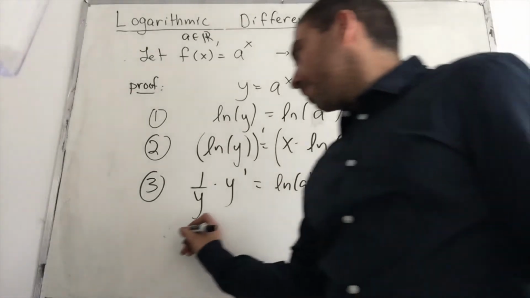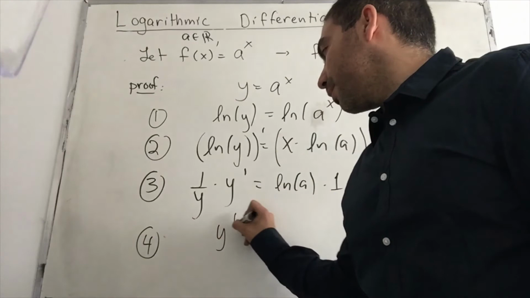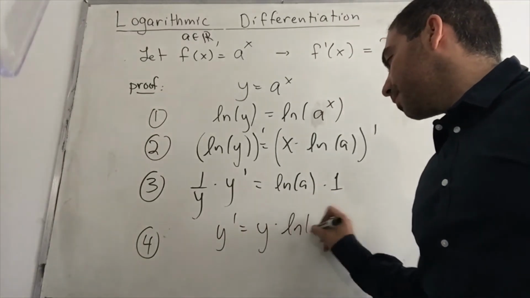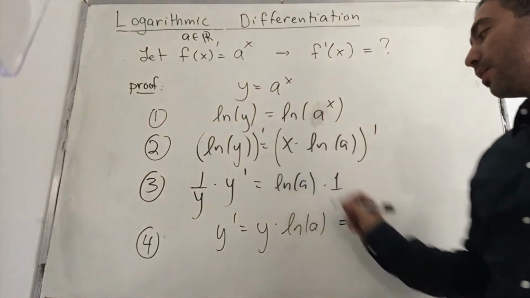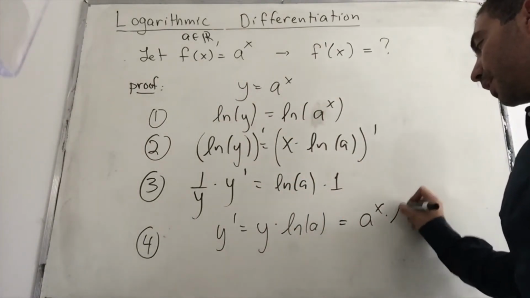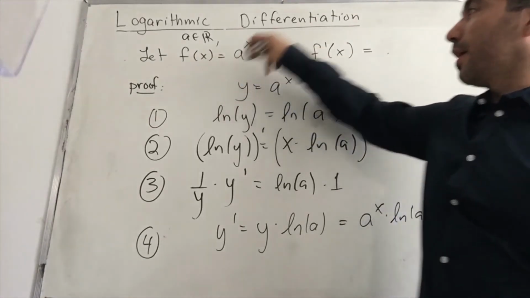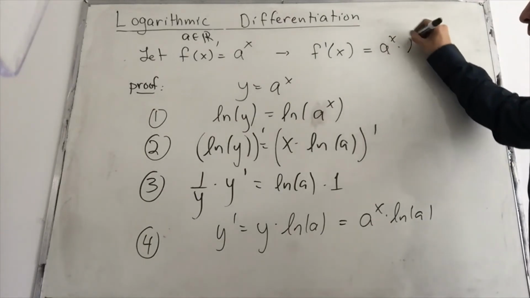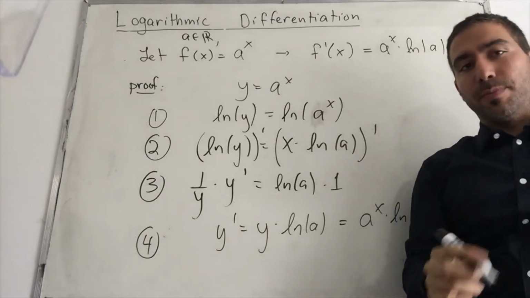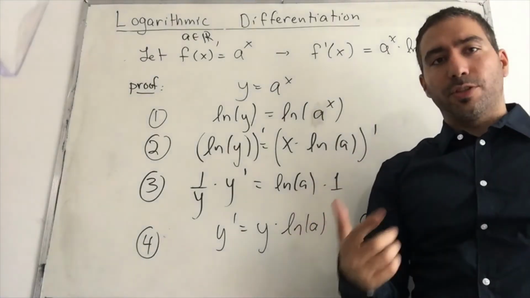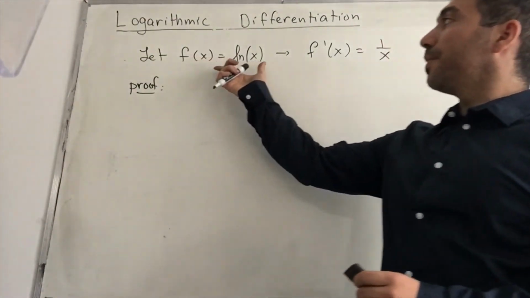Okay. Step 4, solve for y prime. So multiply by y, giving us y prime equals y times ln of a. Well, what's y equal to? Come back to the beginning. y is equal to a to the x, so y prime equals a to the x times ln of a. And this was our definition. The derivative of a to the x is a to the x stays the same times ln of whatever's in this bracket. I put absolute values just to be more explicit, but we know for logarithmic functions, it's defined for all positive values.